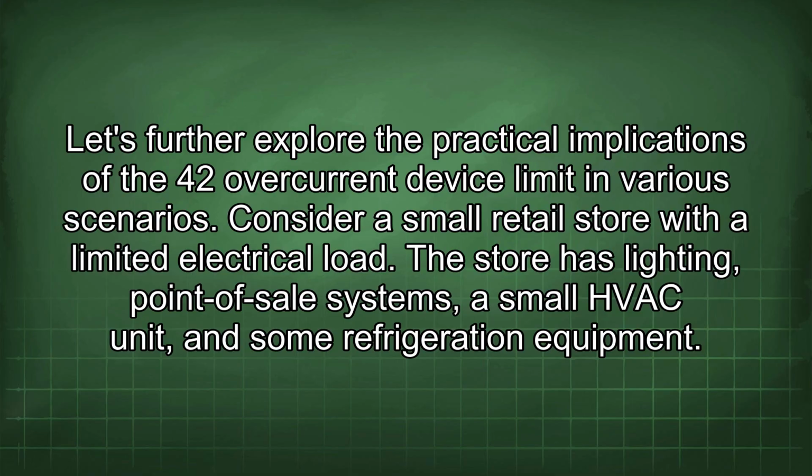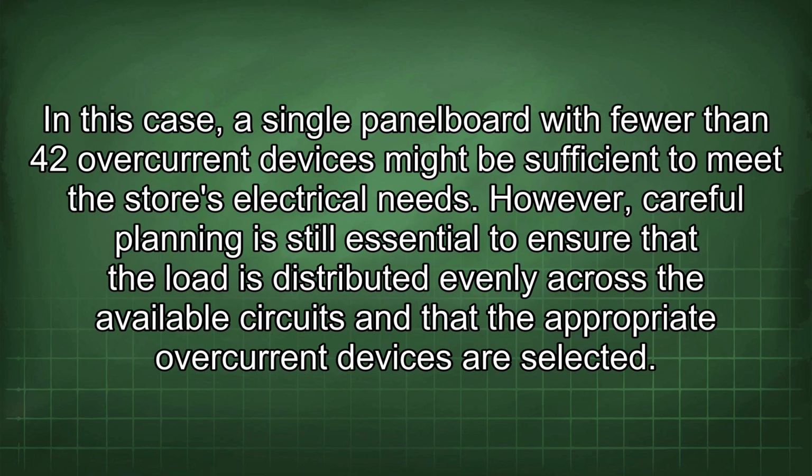Consider a small retail store with a limited electrical load. The store has lighting, point-of-sale systems, a small HVAC unit, and some refrigeration equipment. In this case, a single panel board with fewer than 42 overcurrent devices might be sufficient to meet the store's electrical needs. However, careful planning is still essential to ensure that the load is distributed evenly across the available circuits and that the appropriate overcurrent devices are selected.